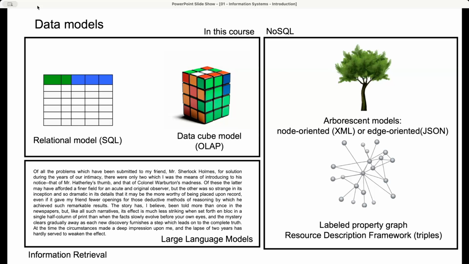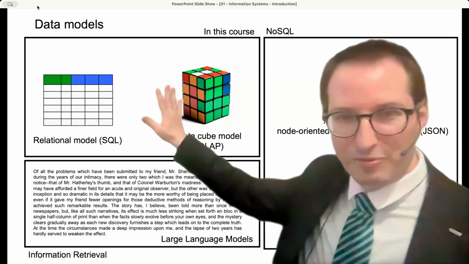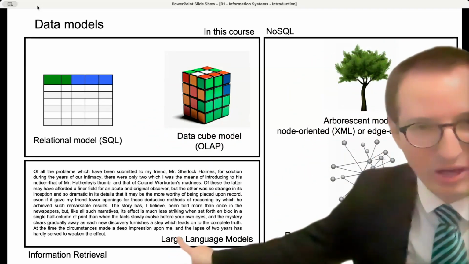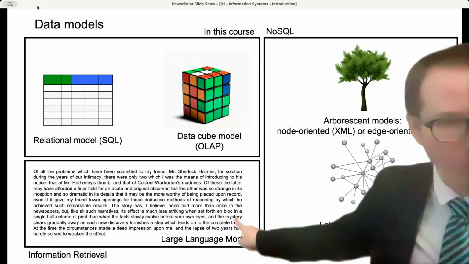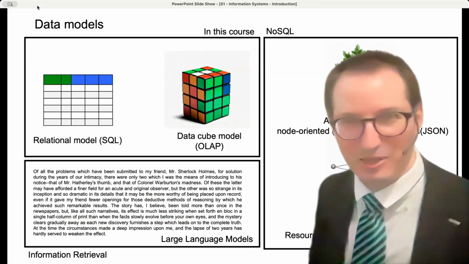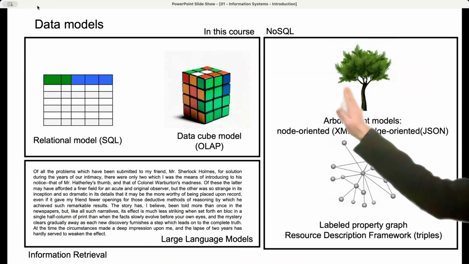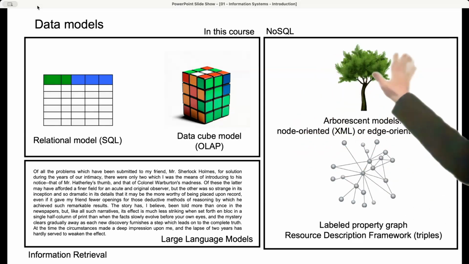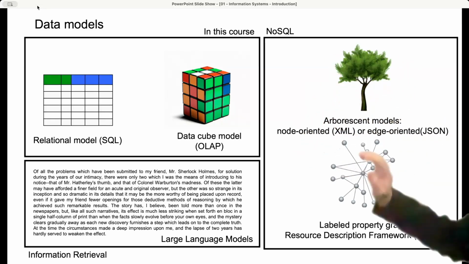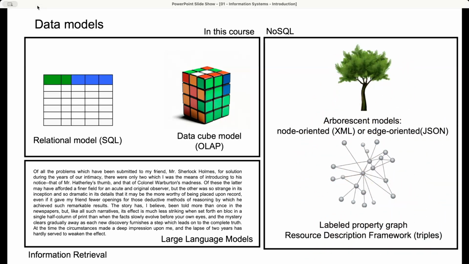It's not the only one. In fact, there's also a data cube model for business analytics, large language models. It's also called a model, right? When you have text, images, and so on. Then you have models for XML and JSON when the data is a bit arborescent. That's not part of this course. And also models for the graphs that is also not part of this course. Okay?